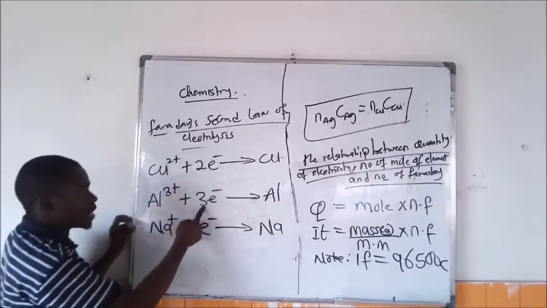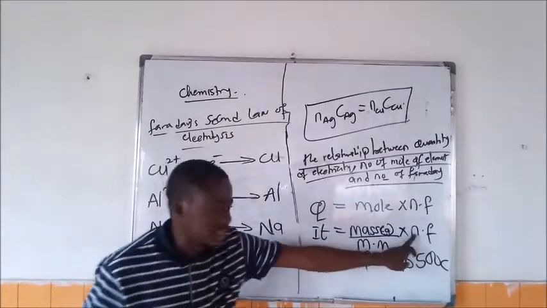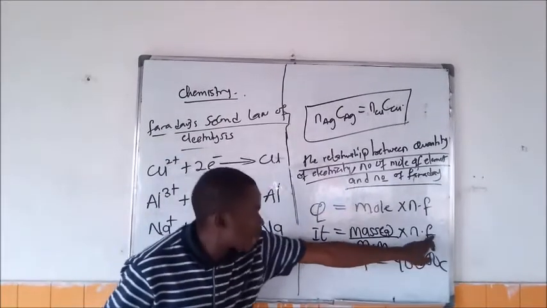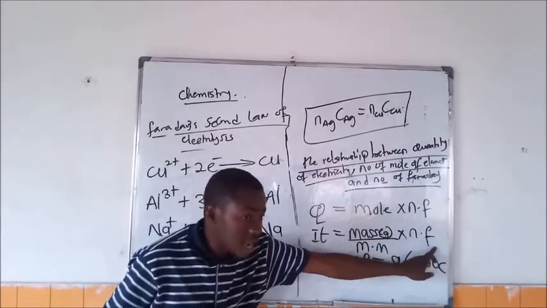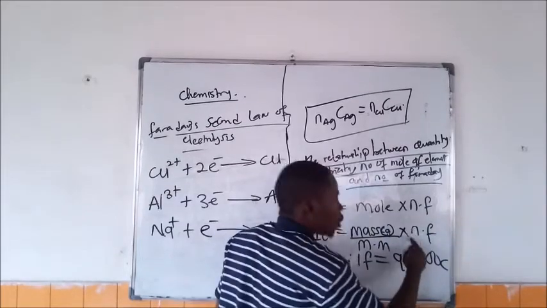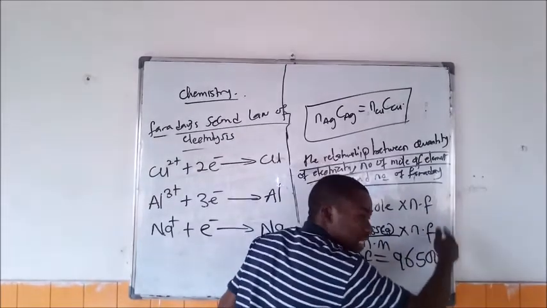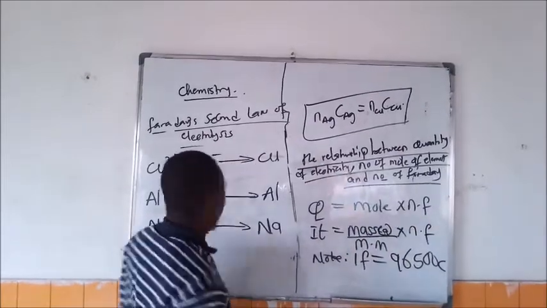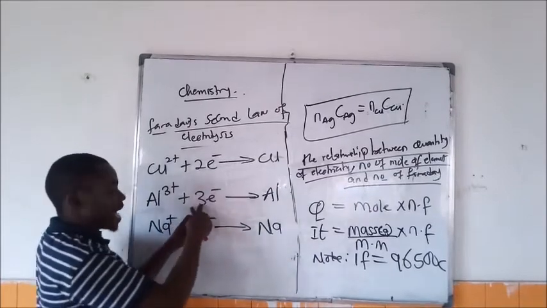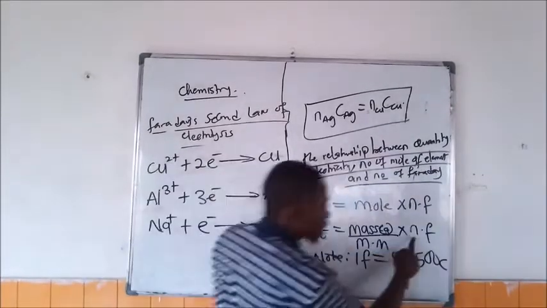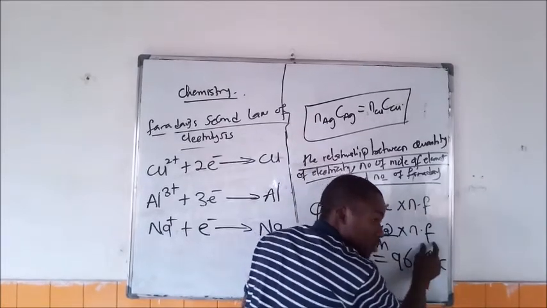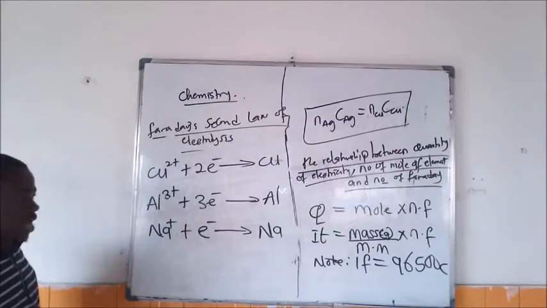Now, all these electrons correspond to this N. Your N here will be 2. Then we multiply by Faraday. And 1 farad there is equivalent to 96,500. That means this N is 2 times 96,500 coulombs. If you are dealing with aluminium, it means N is equal to 3. That means you come back to this formula and put N to be equal to 3. It will now be 3 times 96,500 coulombs. Are we getting this now?